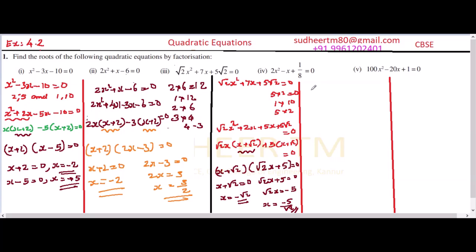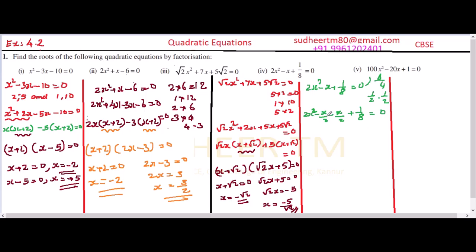Fourth question. It is given here 2x square minus x plus 1 by 8 is equal to 0. So the product is 2 into 1 by 8, which is 1 by 4. Now factors of 1 by 4 are here 1 by 2 and 1 by 2. So that minus 1 by 2 minus 1 by 2 is going to be minus 1. So we can split here 2x square minus x by 2 minus x by 2 plus 1 by 8 is equal to 0.